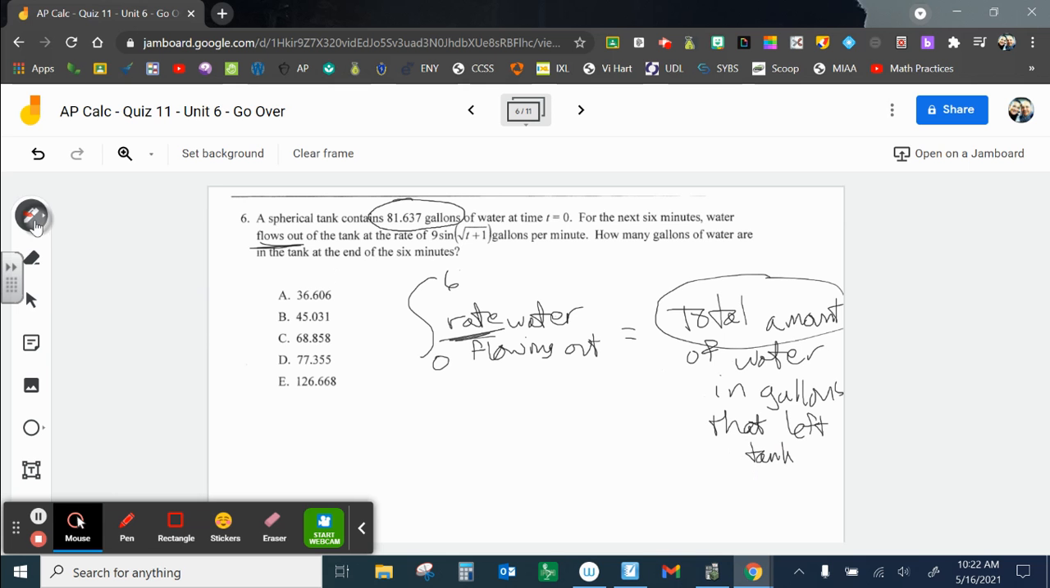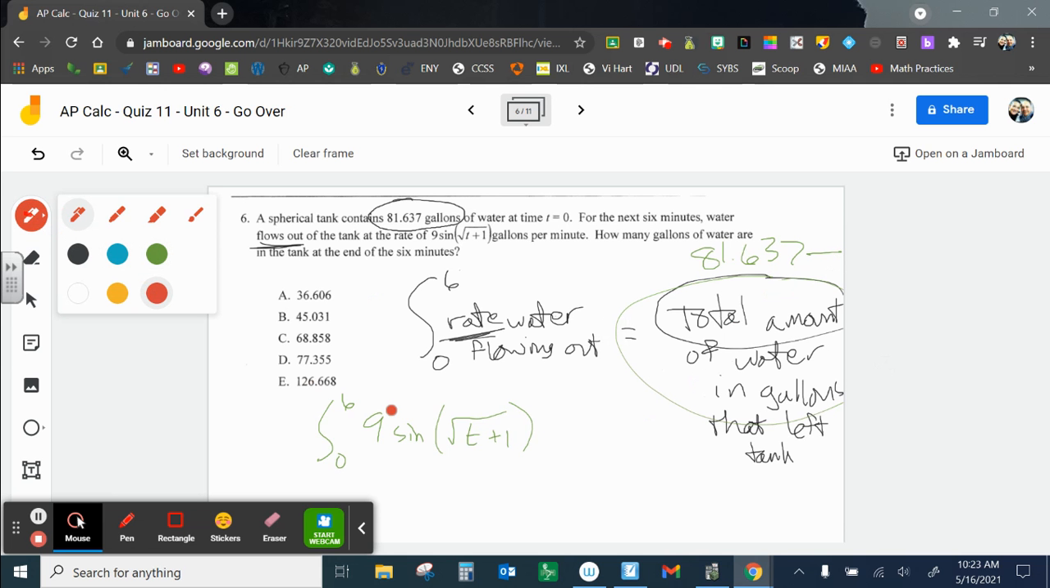Okay, so now all I have to do, and again, this is a calculator problem, is take the integral from 0 to 6 of 9 sine of the square root of t plus 1. And I'm going to get that total amount of water that went through. And then I'm going to do the 81.637 minus this total amount that left. Okay, so that's going to be the key.